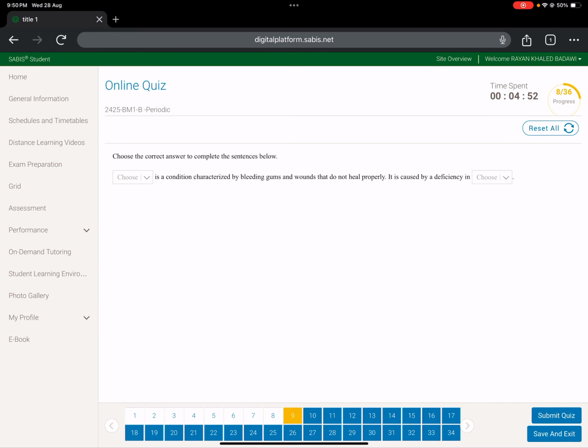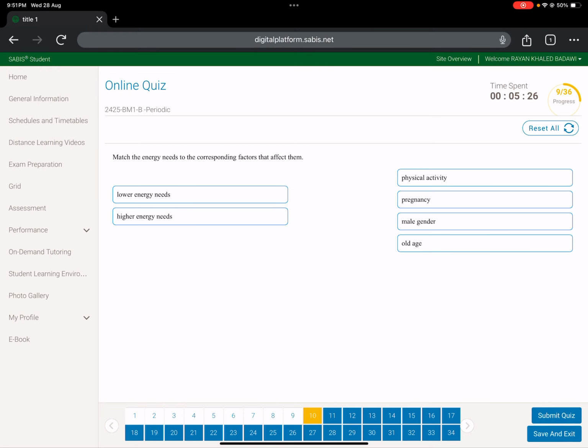So now they're asking, what is a condition characterized by bleeding gums and wounds that do not heal properly? So before we look at the options directly, let's think about it. Wounds that don't heal properly, we're talking about our skin maybe, and bleeding gums. And what did we say is important for healthy skin and healthy gums? Vitamin C. And a lack of vitamin C causes scurvy. So without even looking at the options, we already found out the answer.